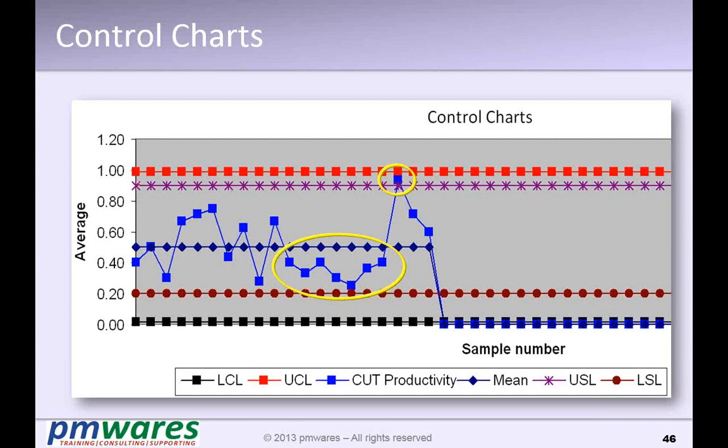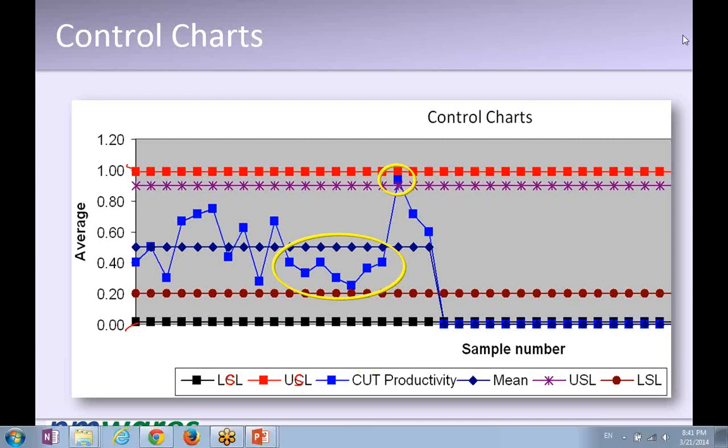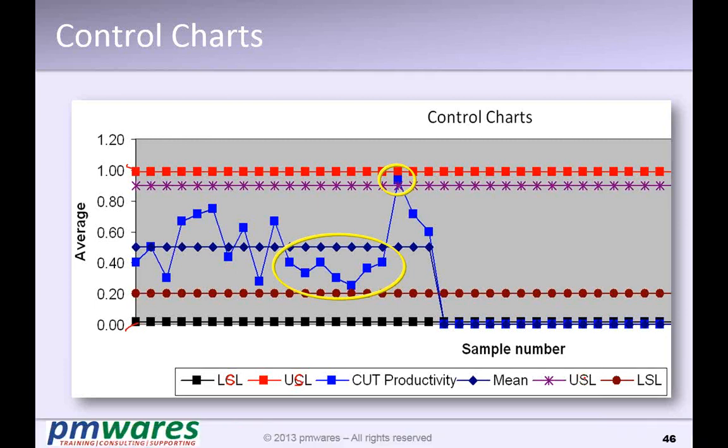Okay, so first we define specification limits. So these two are specification limits. I think a little correction is required. This is the upper specification limit. This is the lower specification limit. This is the upper control limit. This is the lower control limit.